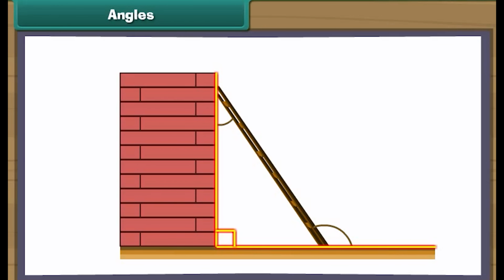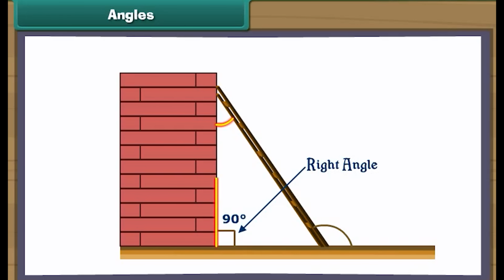The ground acts as the base and the wall as the vertical line. The angle is L-shaped. It is a right angle and its measure is 90 degrees. Now consider the angle that the ladder makes with the wall.